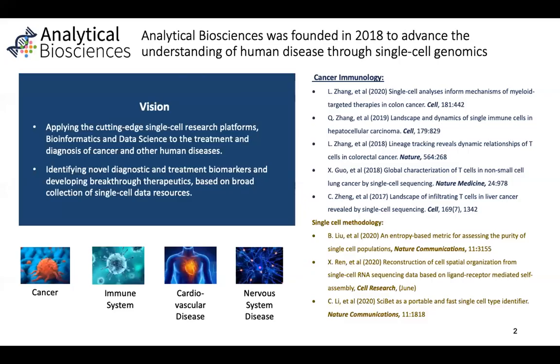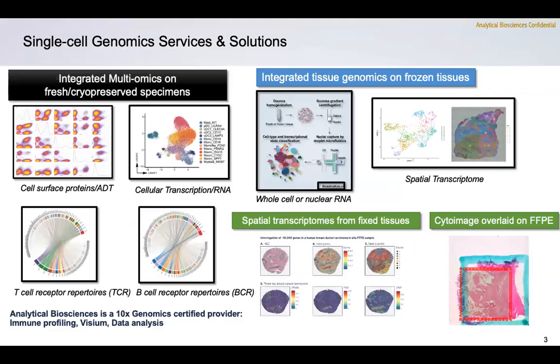So in ABio, our focus is on single cell and providing multi-omic data from single cell, as well as the bioinformatic analysis on single cell multi-omic data. By using a single cell platform, we have made progress in treatment and diagnosis of many human-related diseases, such as cancer, cancer immunology, cardiovascular disease, and nervous system disease. Also, we have made progress in identifying new biomarkers for treatment and diagnosis. On the right, you see a bunch of papers that are published in this area by our team members.